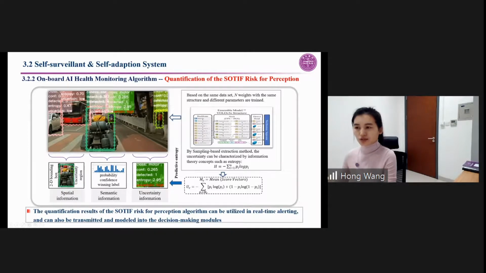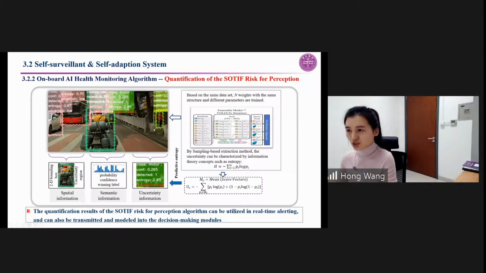After the perception algorithms, we can get the spatial information, semantic information, and also the uncertainty information. Like the red one, which we can call uncertainty. We divide the uncertainty into low uncertainty, high uncertainty, and medium. So based on this technique, we can not only get the object classification, but also the uncertainty of the artificial intelligence algorithm, which means how much we can believe the algorithm's output.